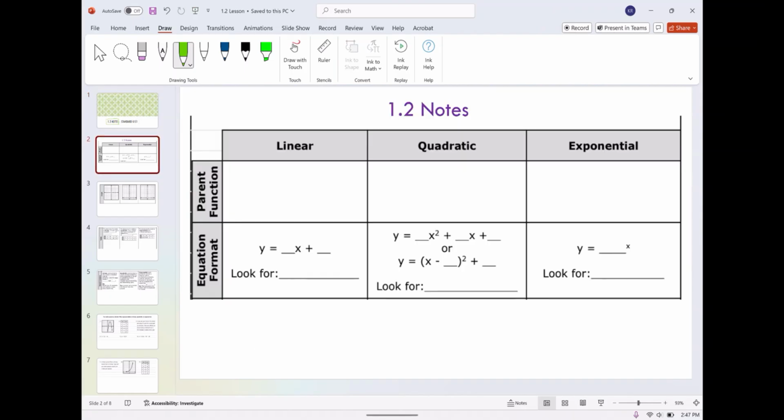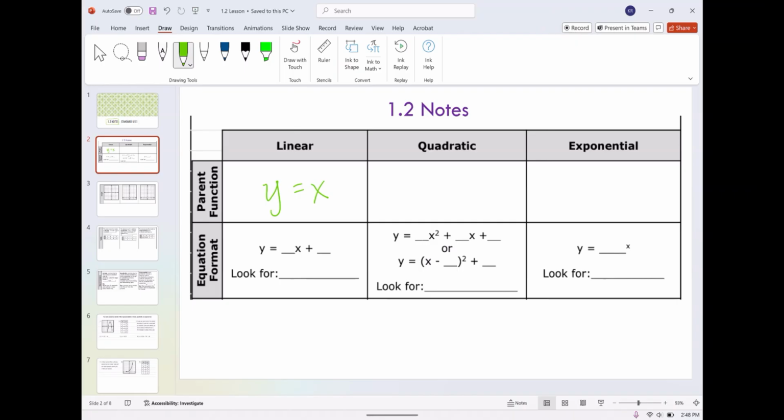And when we first talk about linear, quadratic, and exponential, let's look at the equation format first. So the parent function of a linear is just y equals x. So if you graphed y equals x, it would just be a straight line. Therefore, it would be a linear equation.